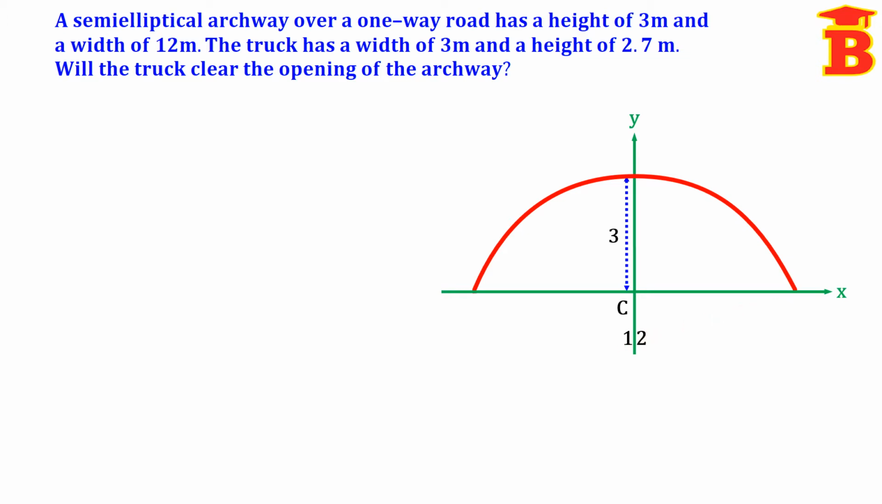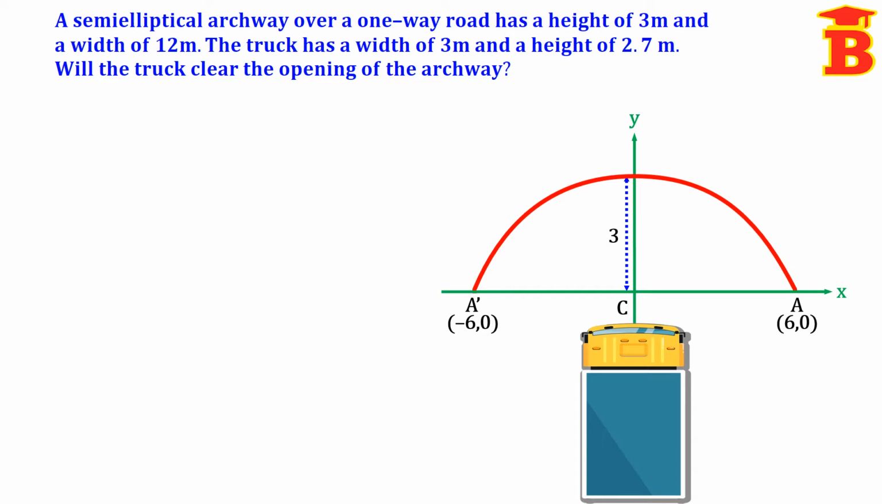Therefore we can mark these two vertices, A and A dash. Since the width is 12, right side we have 6 distance and also left side we have 6 distance. When we mark it as coordinates, we mark like this: (6, 0) and on the negative side (-6, 0). Now see the question. There is a truck which is 3 meter width and 2.7 meter height. The truck has to clear the opening.